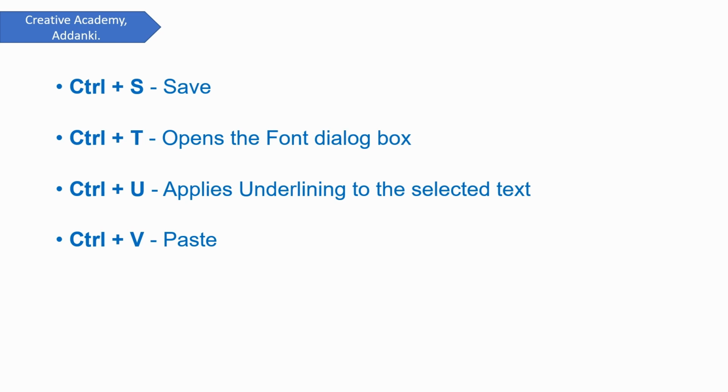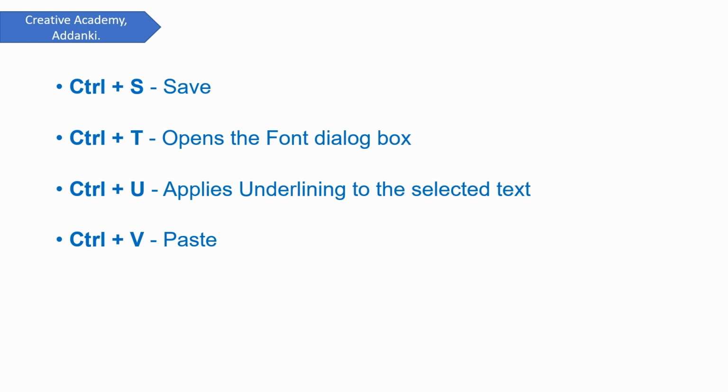If you want to save your document permanently or save changes, then you can go for the Control S shortcut. Control T is useful for giving a hanging indent. Here it is given as opens the font dialog box, but actually it is useful for hanging indent. Control U applies underlining to the selected text. The selected text will get underlined by using the shortcut.